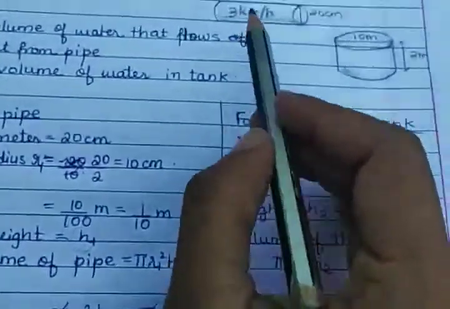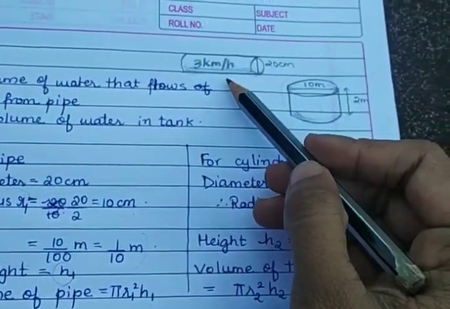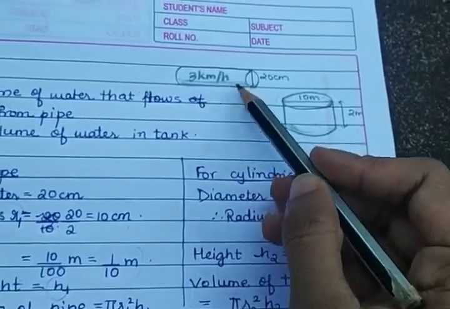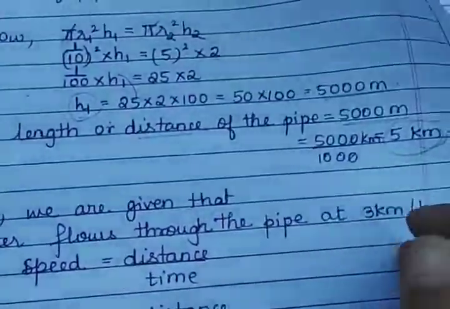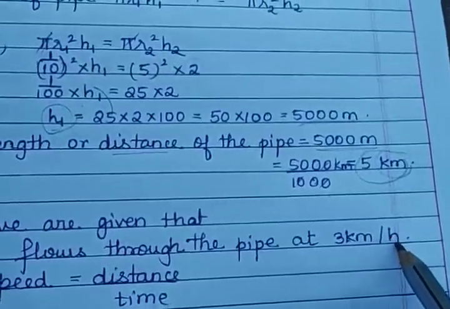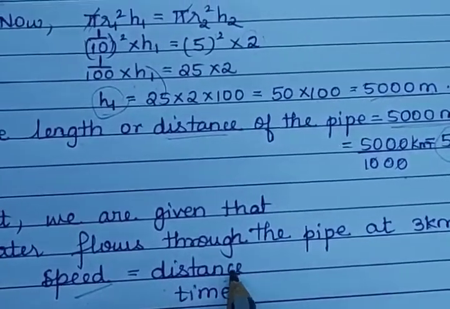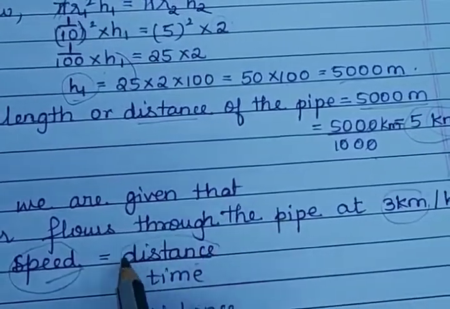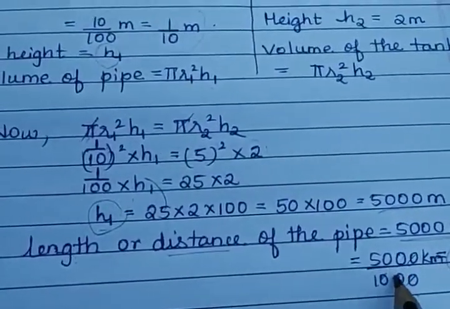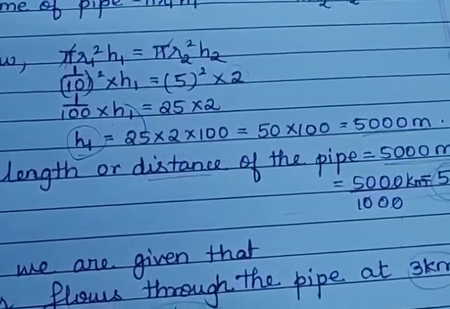Now we are given here that the water flows through the pipe at the speed of 3 kilometers per hour. And we know speed is distance upon time, correct? So here what is speed? Speed is 3 kilometers per hour. And what is the distance? The distance or length of the pipe we have found is 5 kilometers.